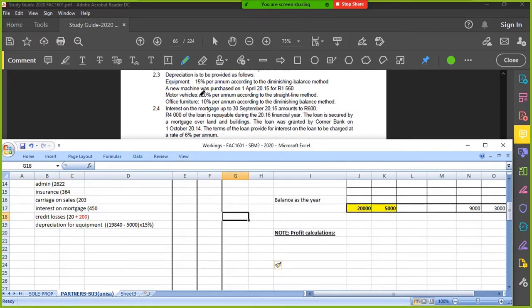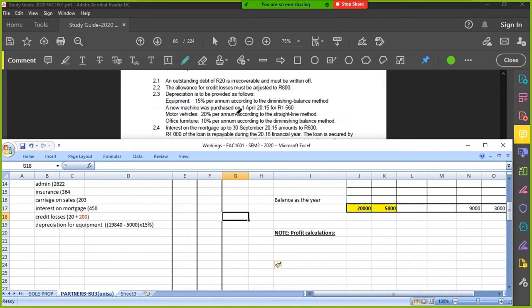Next, new machine was purchased on the 1st of April. Okay. A new machine was purchased. So now we need to provide for that. Okay, this new machine, what is this new machine referring to? It's not a vehicle, it must be equipment then, hey? Do you agree with me? Must be equipment, right? Okay, so if it's equipment, we also have to have pro rata equipment as well. Okay, so, yeah, equipment, I agree, yeah, so plus.